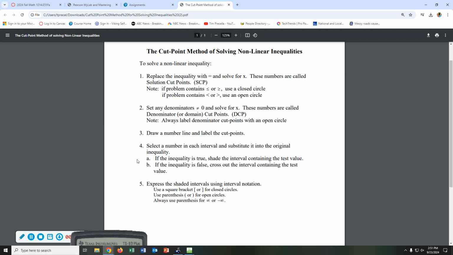Which of the steps will we skip? 1, 2, 3, 4, or 5? 2. There are no fractions in this problem. So it's just like number 1, we're going to be skipping that denominator cut point situation. We'll find our solution cut points, make the inequality equal.